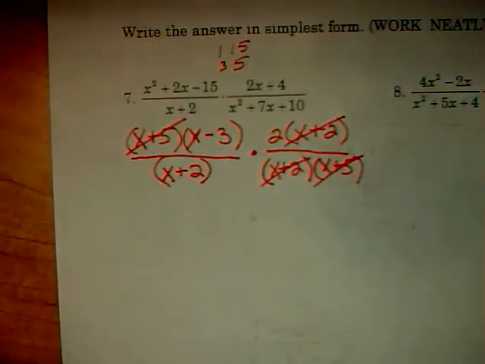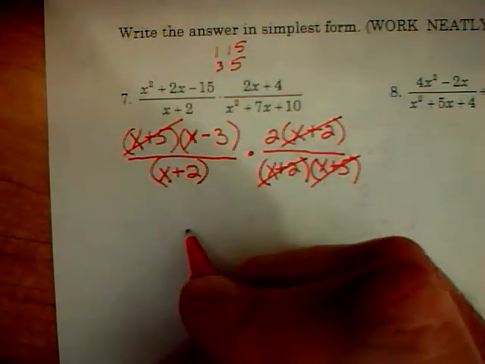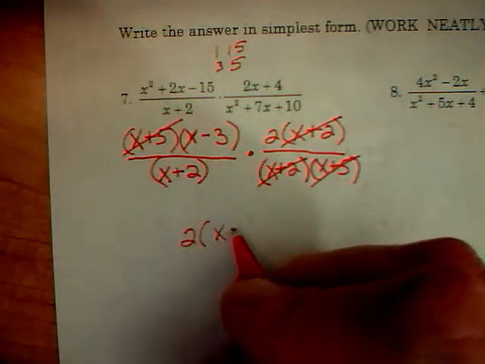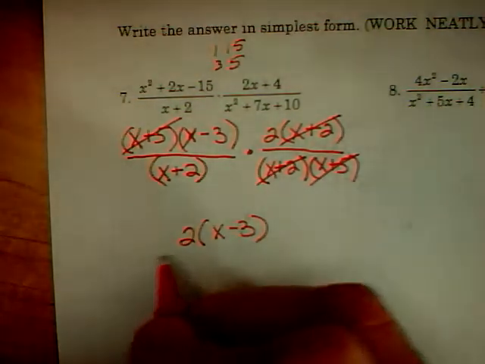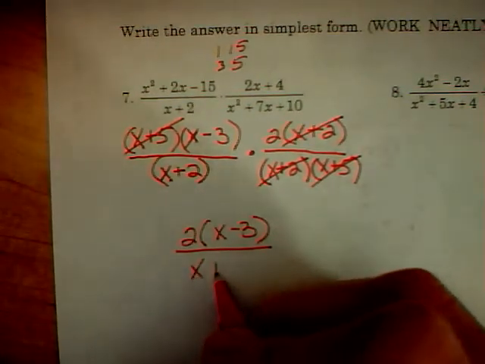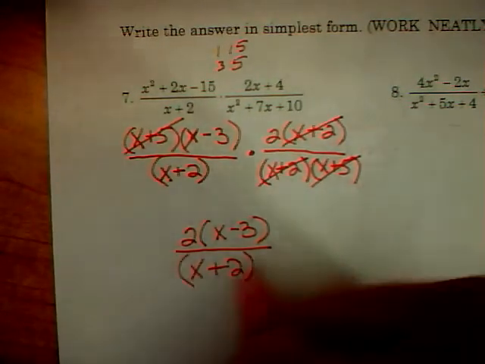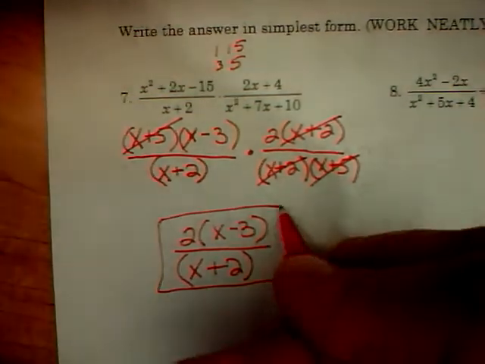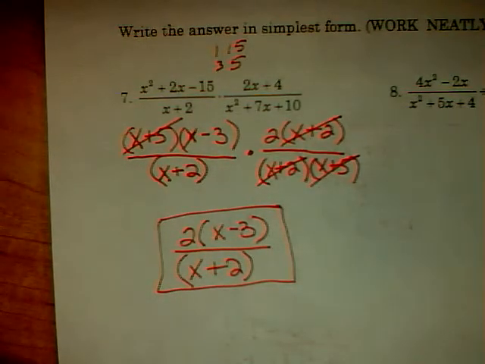Yes, there is. So what's left in our numerator for our final answer? We have a 2 and x minus 3. And in our denominator, we have an x plus 2. Okay, so there's your final answer on number 7.